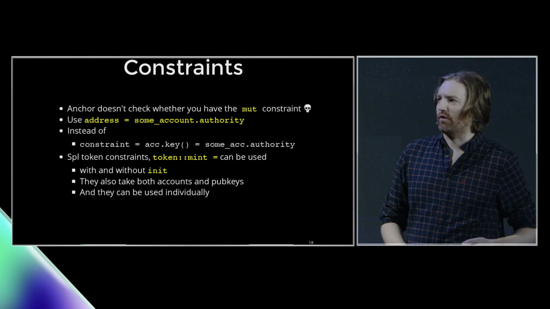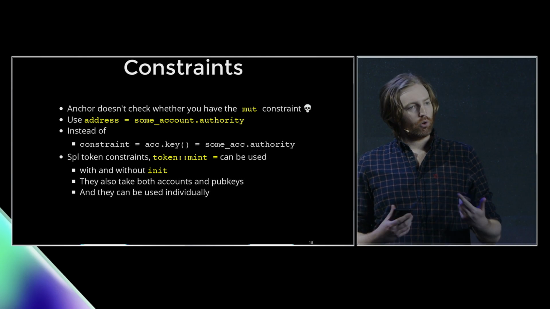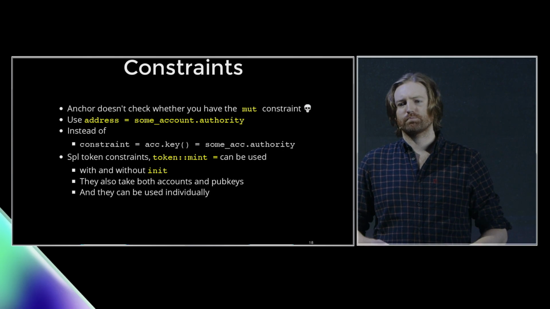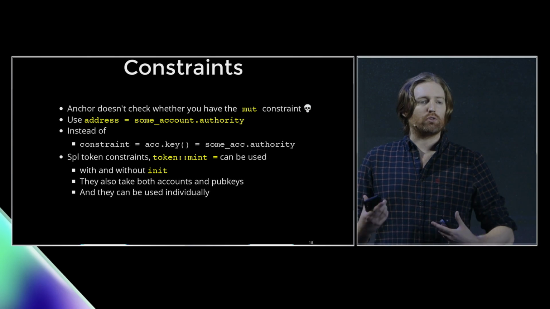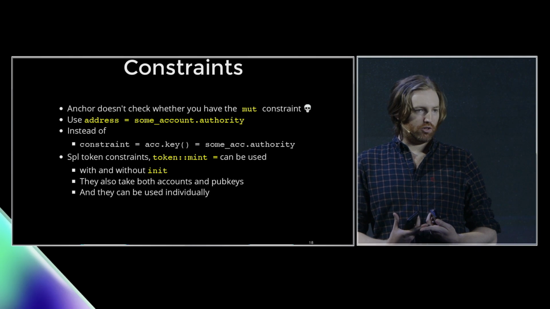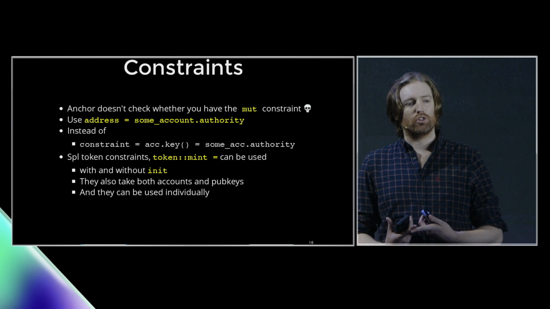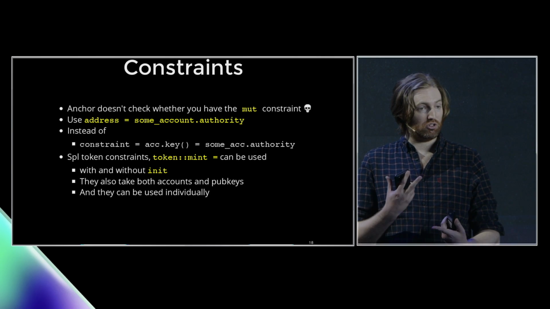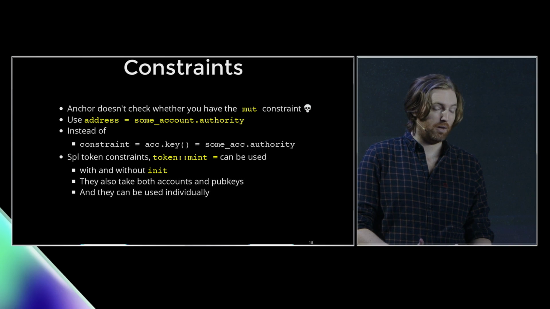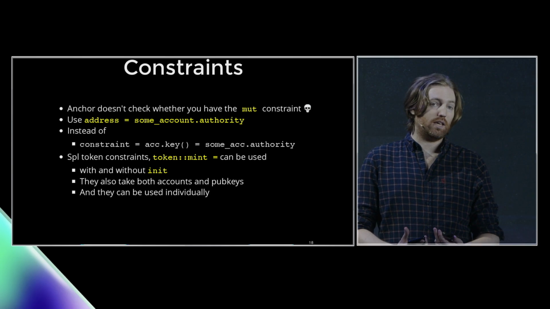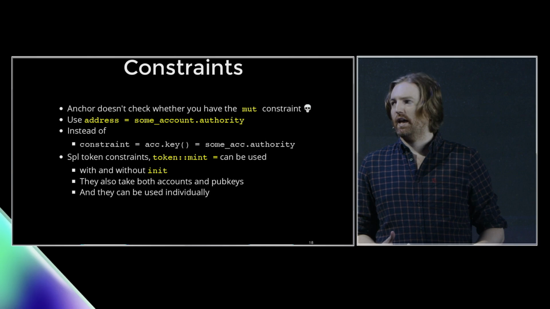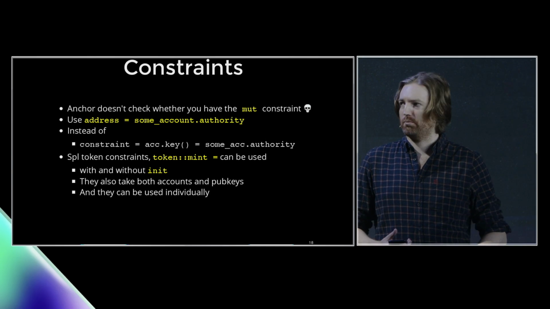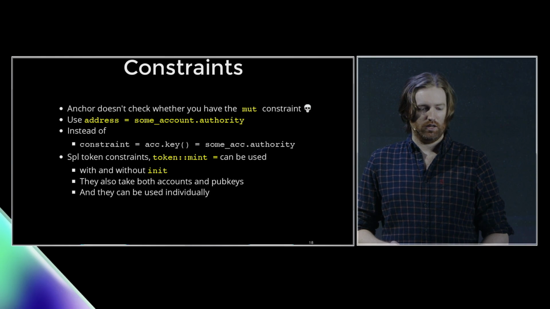And then this is kind of another funny one. You might have seen the token constraint. So there's like token::mint or token::authority, and you can use those interchangeably. So you don't just have to use them with initialization. You can actually use them to check, does this token have the correct mint? Does it have the correct authority? So you can use them individually. You can use them with or without mint. And you can actually use them with public keys or with the accounts themselves. And any combination of those things should work. But if it doesn't, come tell us, and we'll see what we can do about fixing that.